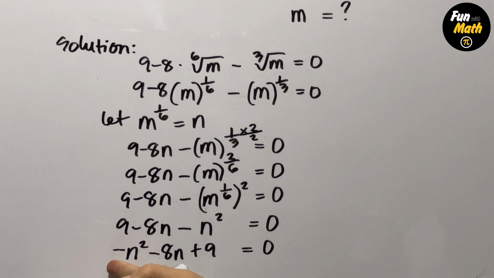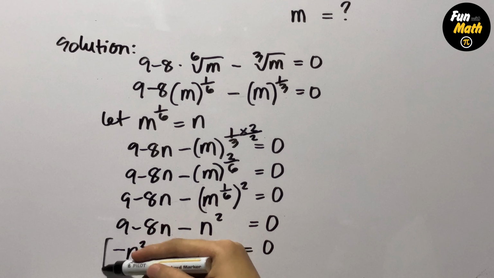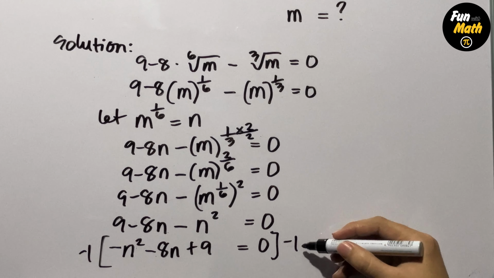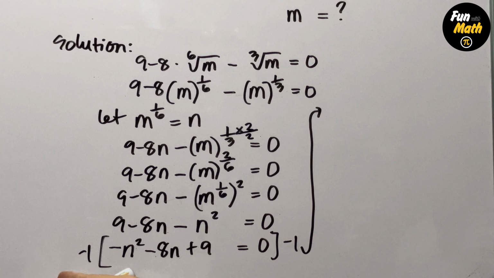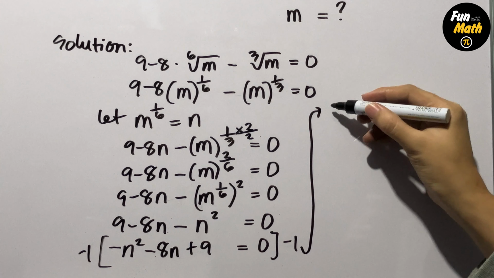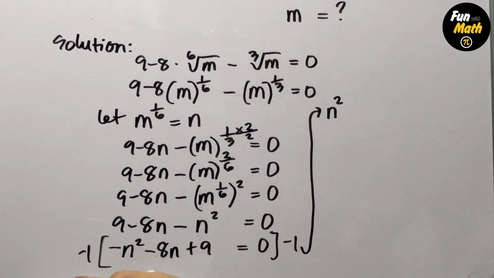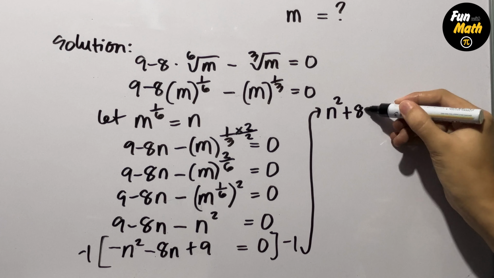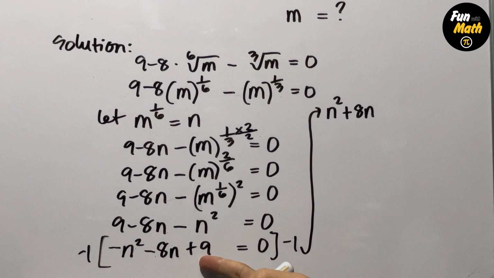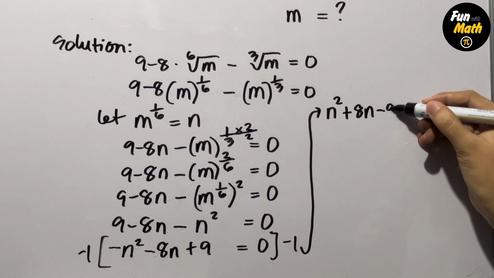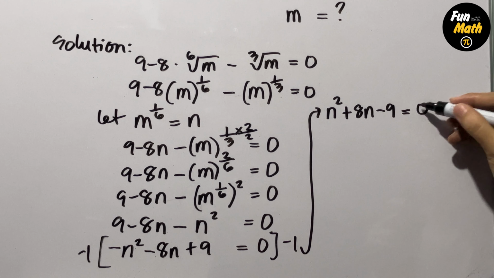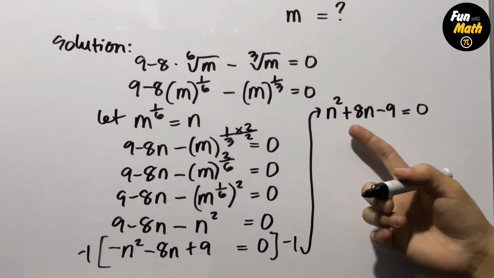Next, since it starts with a negative sign, we need to remove the negative sign by multiplying both sides by negative 1. So now this is negative 1 times negative n squared, that is now positive n squared. Negative 1 times negative 8n, that is plus 8n. Negative 1 times positive 9, that is minus 9, equals negative 1 times 0, that is 0. Now we have a quadratic equation.